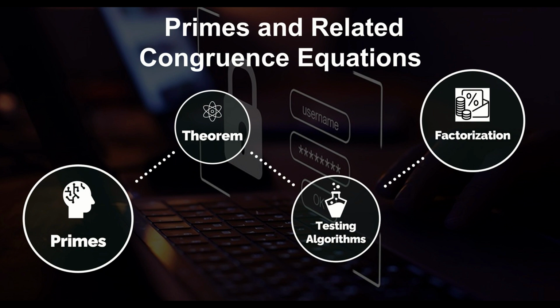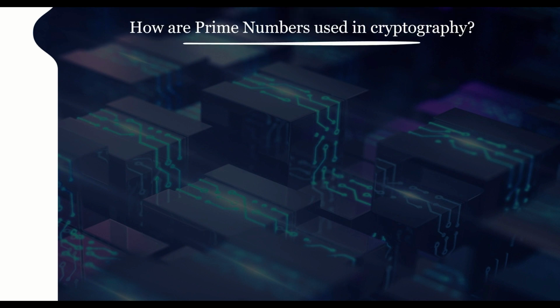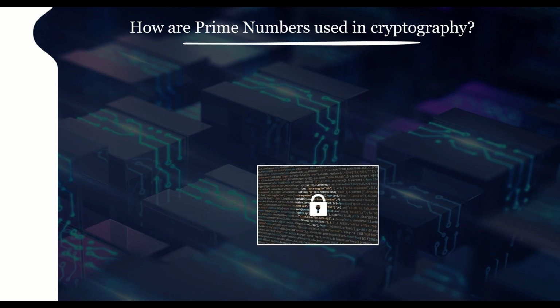We will first discuss primes. How are prime numbers used in cryptography? Prime numbers are used in cryptography because they are difficult to factorize. This means that it is difficult to find the prime factors of a composite number without knowing the factors to begin with. This makes it difficult for someone to intercept a message and read it without the proper key.